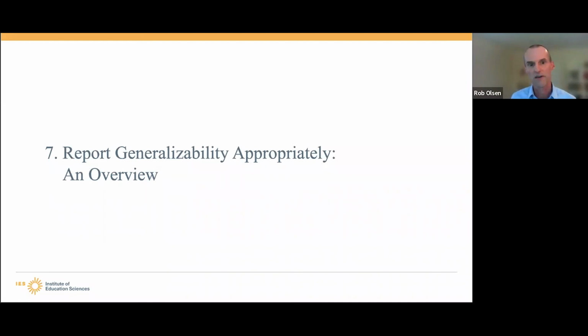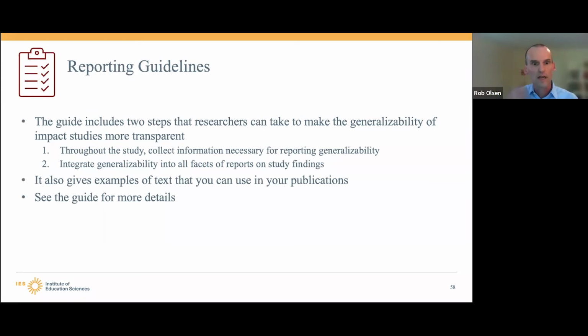Okay, the 7th and final recommendation of the guide is to report generalizability appropriately. The guide covers 2 steps that researchers can take to make the generalizability of their impact studies and the impact study findings more transparent. The first really sets up the second.